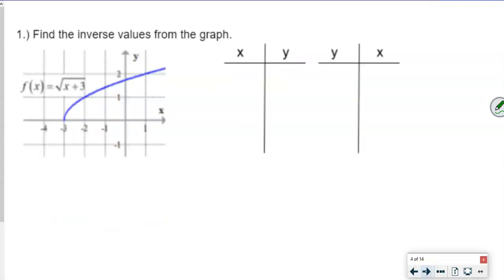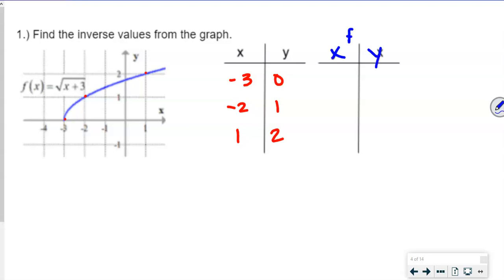Now, this is find the inverse of the function, that are the values from the graph. So I'm going to plot -3, 0. I'm going to find another one, that's -2, 1. And then here's another one right there, 1, 2. So how do we write the inverse as a table? We would swap the x and y, which is why they have the y where the x is and the x where the y would normally be. But I'm going to go ahead and swap that back to x y.